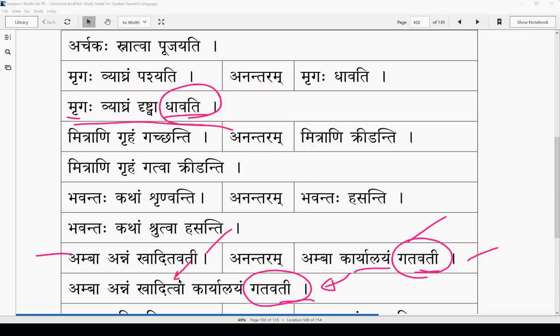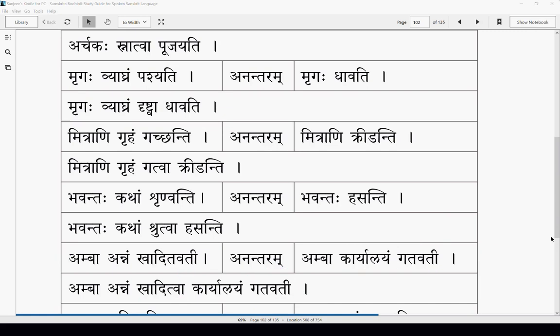So now khaditva we are adding here. So khadana kriya, the eating action, has happened before this gatavati, or has to happen before gatavati. Means before the action of going, she has to finish this khadana kriya, the eating action. So that means this gamana kriya, the going action, is in the past, and khadana kriya is also in the past now because it has to happen in the past.